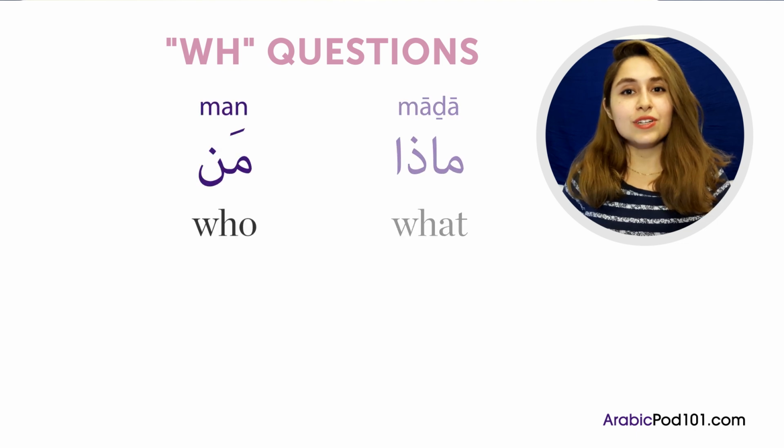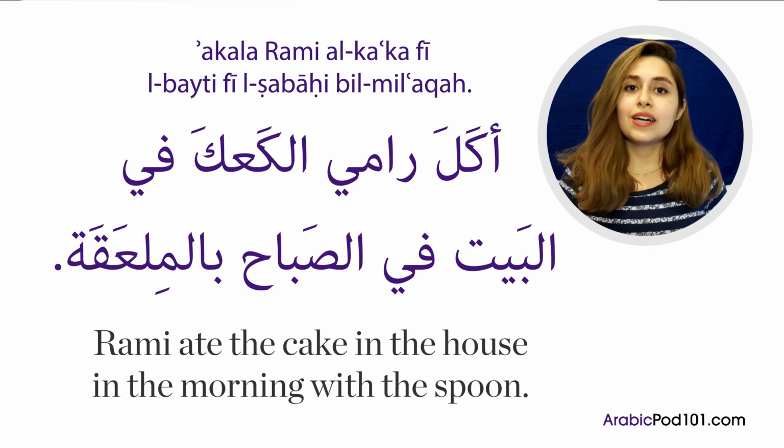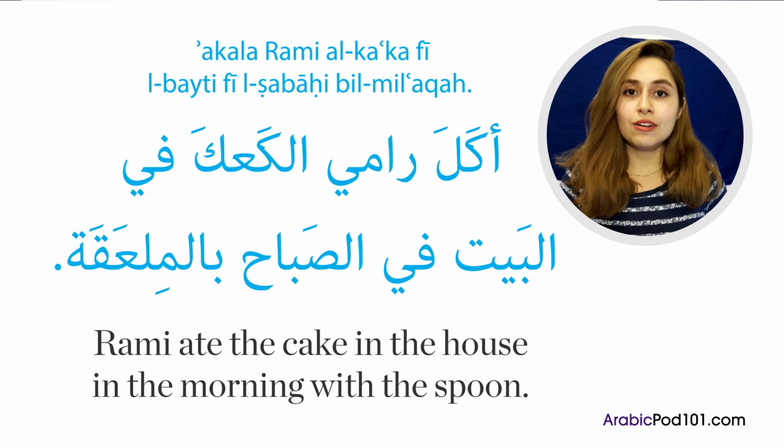Now let's see how WH questions look like in Modern Standard Arabic. First, let's see a list of our question words. من, who, ماذا, what, متى, when, أين, where, كيف, how. Now let's see what they look like in a sentence. Let's ask these 5 questions about this event. Rami ate the cake in the house in the morning with the spoon. أكل رامي الكعك في البيت في الصباح بالملعقة.